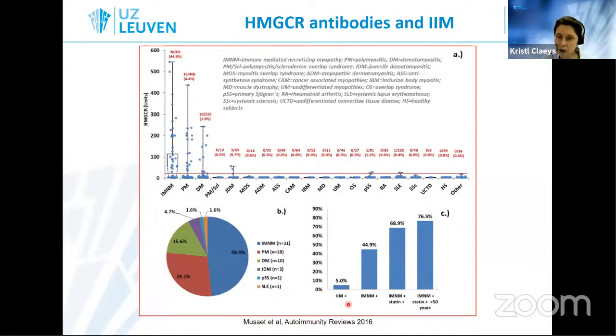If we look at the idiopathic inflammatory myopathies in total, we find HMG-CR antibodies in 5% of the patients. If we look specifically in the subgroup of IMNM, it is 44.9%. If we look at this subgroup but also patients taking statins, it is 68.9% of the patients that have these antibodies. And in the subgroup using statins and older than 50 years of age, you see that it is even more: 76.5% of the patients have these HMG-CR antibodies.